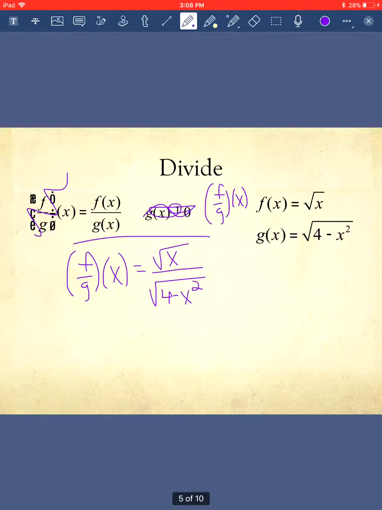And I'm completely okay with it being left like this. So you're just going to write 1 over the other. If you can simplify, then go for it. But if not, it's not a big deal.